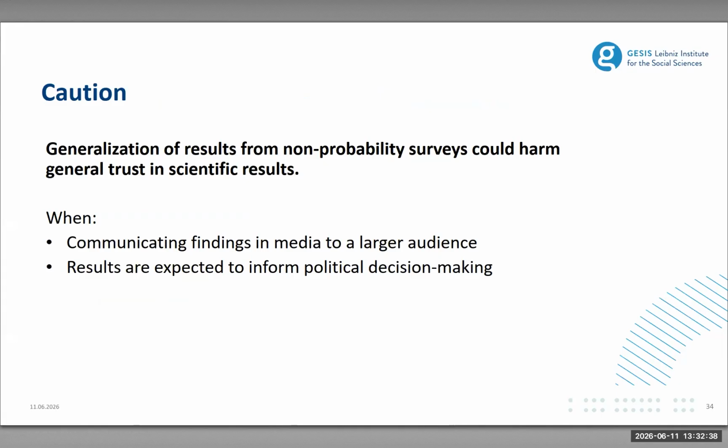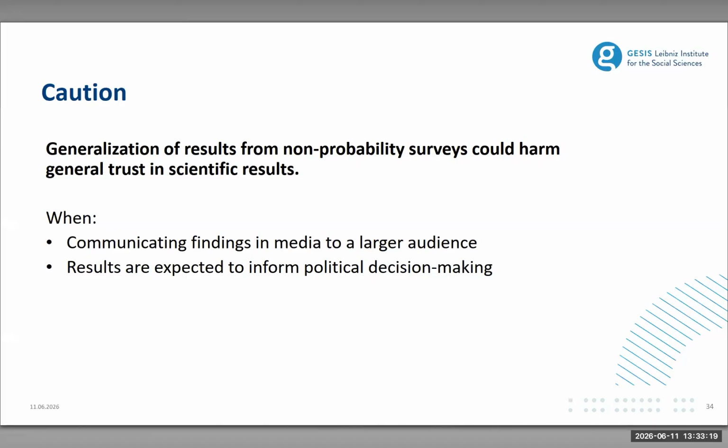So generalization of results from non-prob surveys is not only non-valid, it also can severely harm general trust in scientific results. And I think we all saw these discussions about extreme findings from surveys that have shocked people and politicians, that were then proved to be non-reliable because they came from some sort of non-probability surveys. So it's really dangerous to communicate findings from non-prob surveys to larger audiences, especially if they are meant to or expected to inform political decisions.